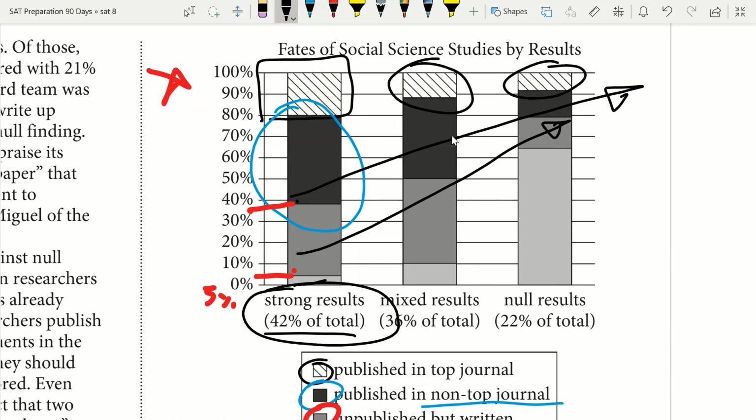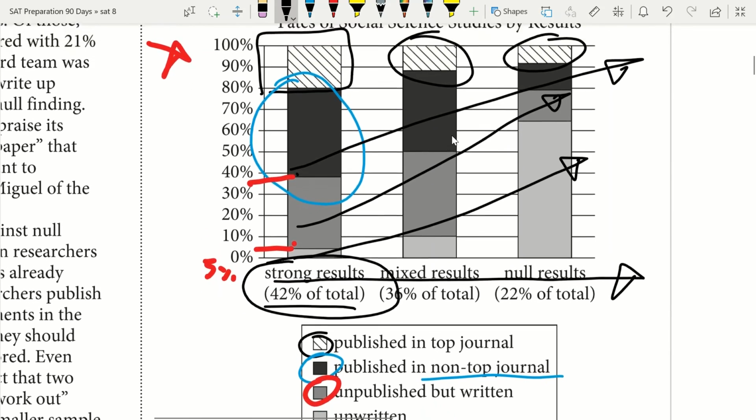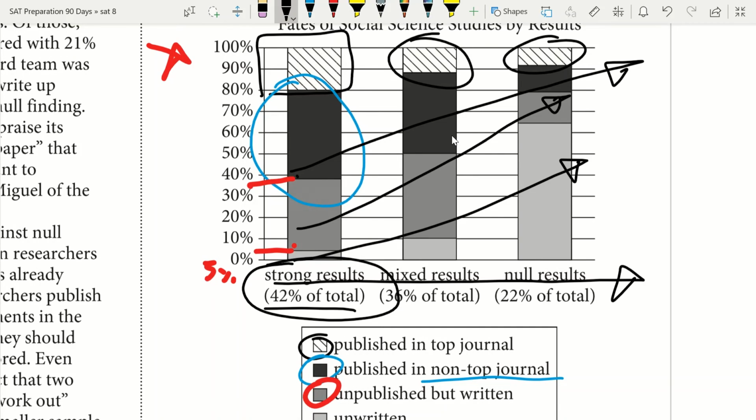We see the likelihood of something going unwritten increases as it goes from strong results to the null results. We see the likelihood of something being published in a non-top journal also going down as we go towards those null results. So basically, something with strong results is far more likely to be written and published in a non-top journal and published in a top journal than those with mixed results and null results.